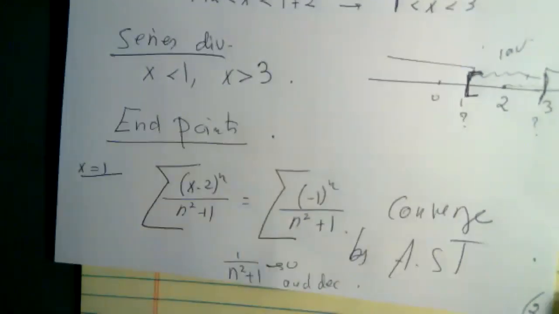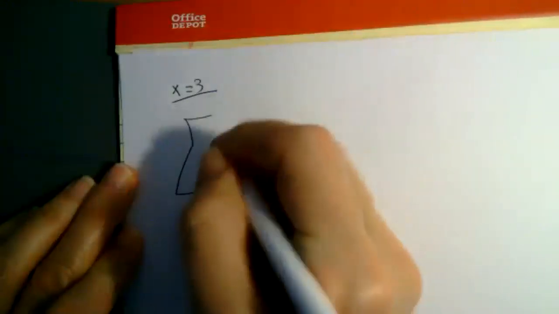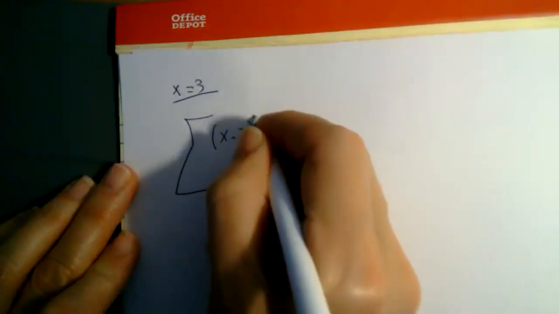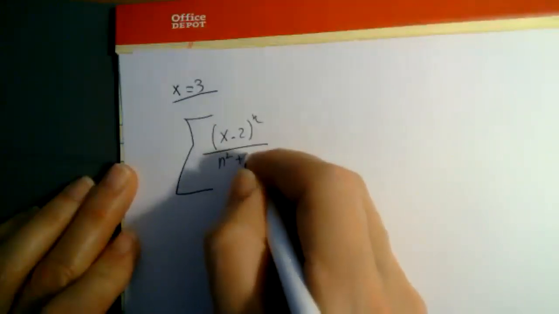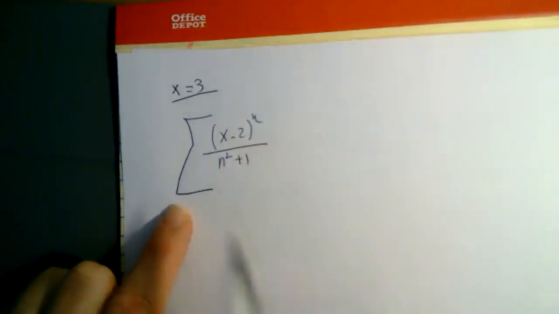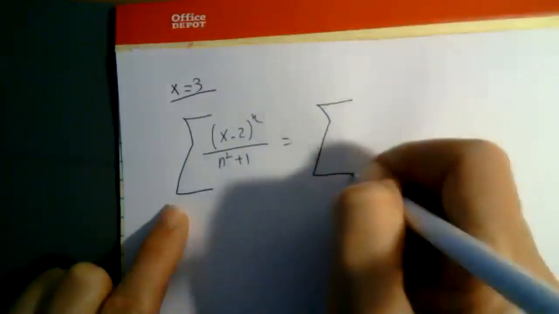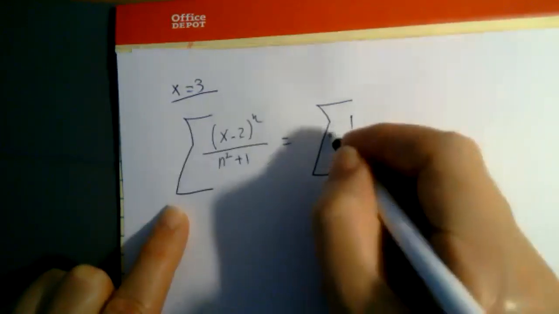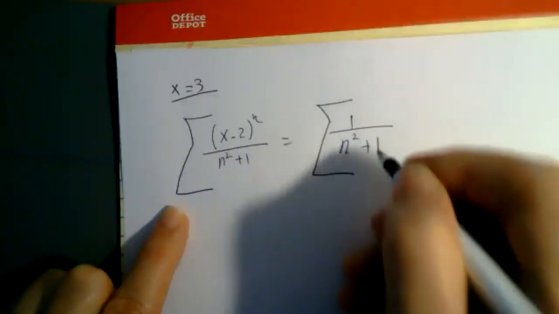So now I'm still left with my absolutely last endpoint, so I'm going to see what happens at the other one. So for x equal to 3, what is really going on? That's my other endpoint, x equal to 3. I'm going to plug it back into the expression of the series. That's my original series I'm working with. Now if I put x equal to 3 in this one, 3 minus 2 is 1, I'm going to have 1 over n squared plus 1.